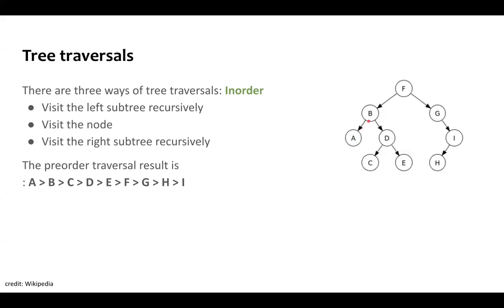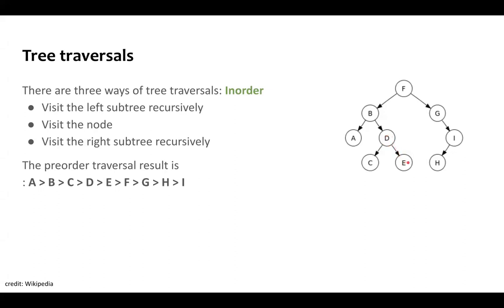And when we come back here, we are not done. We need to process this one and then go to the right part. That is going to be D. However, we are not going to visit this node, but go to the left child first. That is C. And so up to this point, we have visited A, B, C, and we come back here and visit D and go to the right side. That is going to be E.